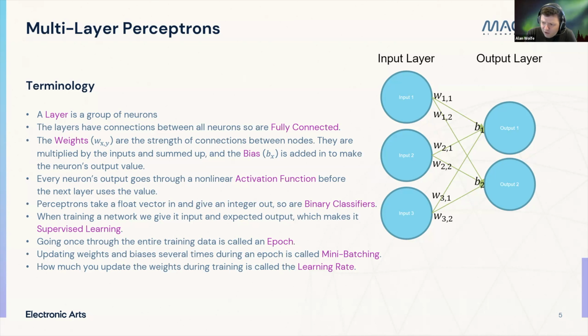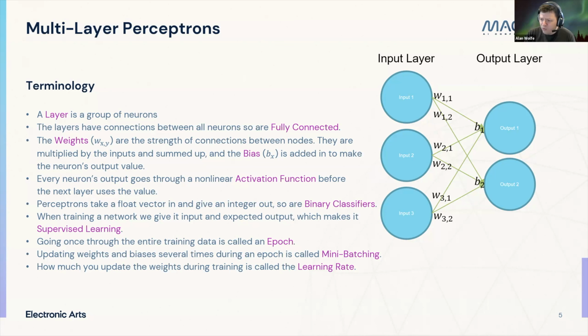When we're training these networks, we give them both an input and an expected output for that input, and that makes it supervised learning. This is in contrast to unsupervised learning, which would be something like you give it a bunch of data and you tell it to try to classify it into like 3 different groups, and you don't care how those groups are organized. That would be unsupervised learning.